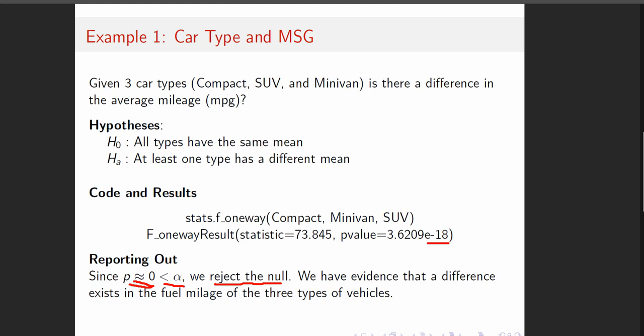In other words, it does not appear very likely that all the types of vehicles have the same average gas mileage. Okay, what appears to be true is that at least one type has a different mean. Okay, so we do have evidence that a difference exists, but what we don't know is what's different than what. Okay, we noted that the SUV looked kind of suspicious, but we don't have information beyond that.